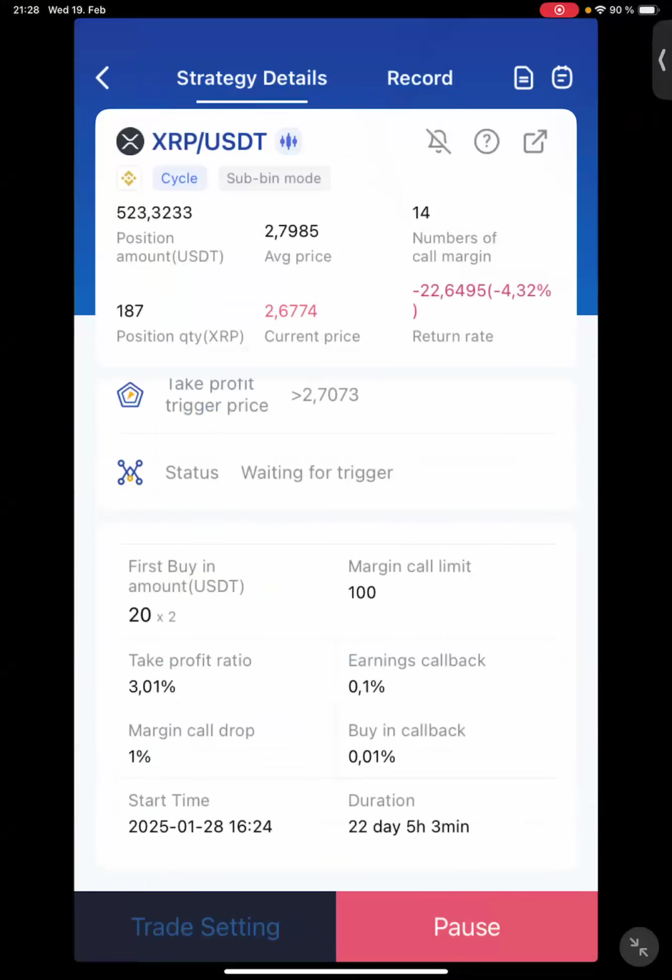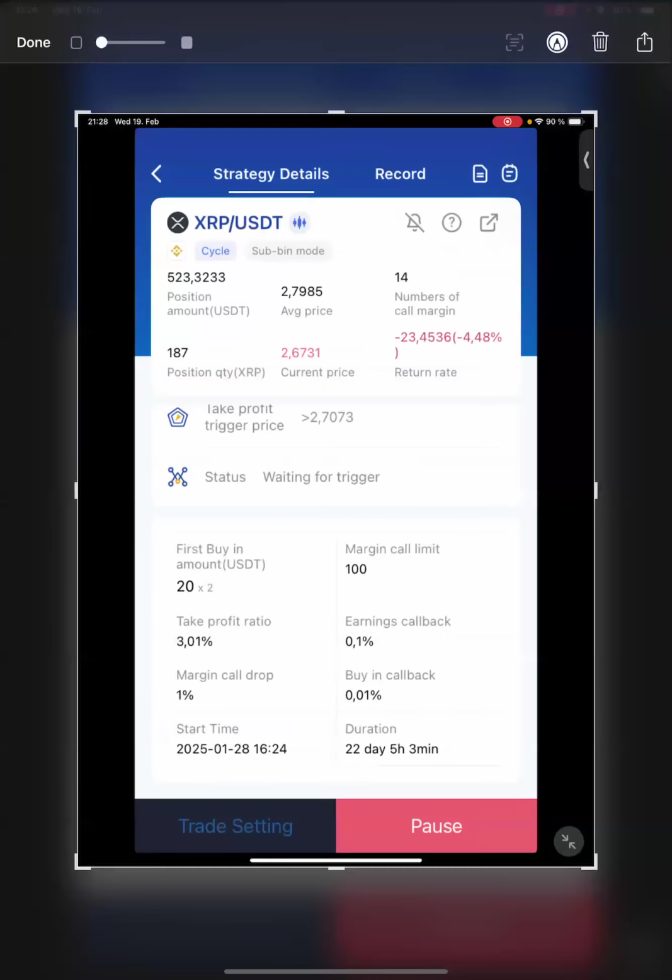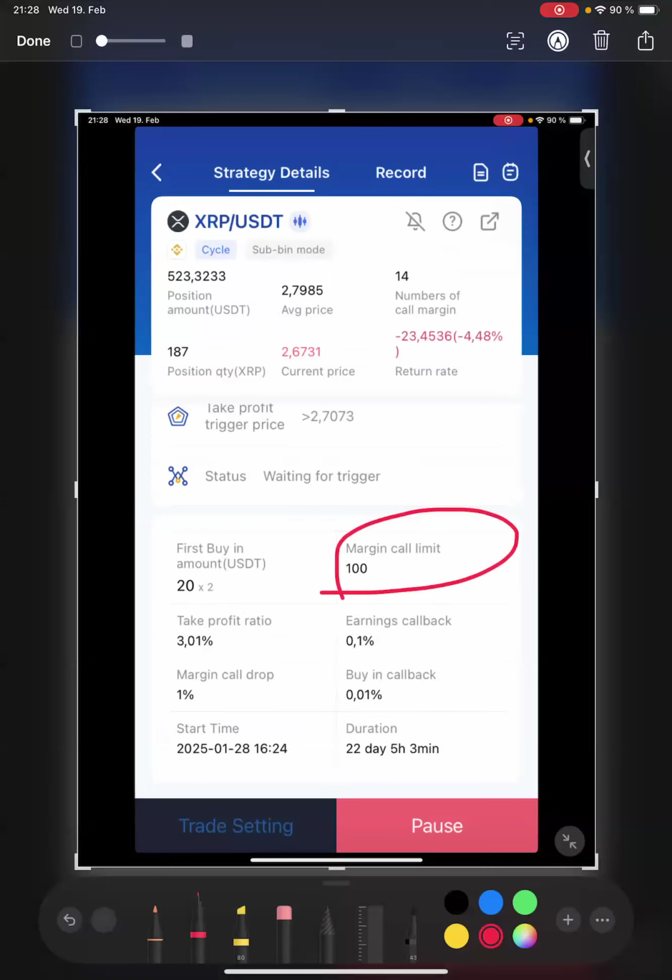So my margin call limit for XRP is 100. How will I know the calls that have already been initiated? Here. It has initiated 14. Or was that not your question? Oh, okay. That was the question. Yeah, out of my 100, the 14 here.